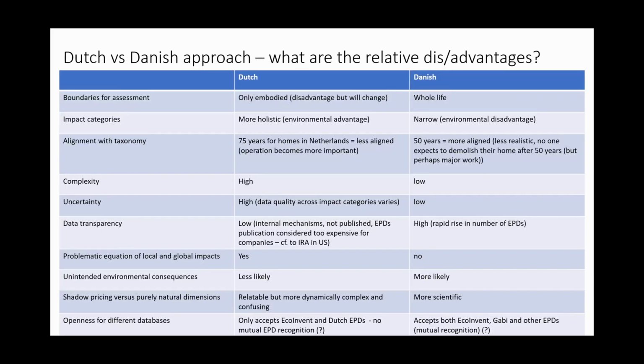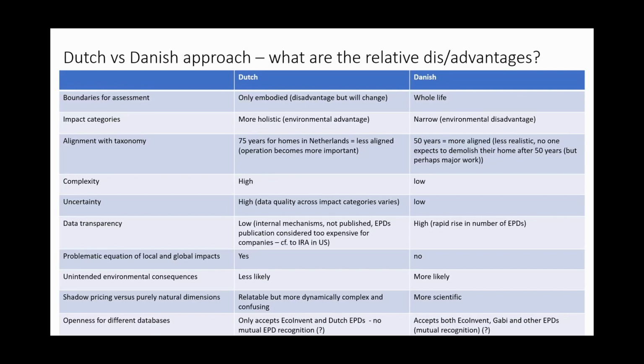So we were talking about different rubrics to compare the relative advantages or disadvantages between the Danish and Dutch approaches. One could think, when it comes to boundaries for assessment, that it is a disadvantage of the Dutch approach that it only looks at embodied emissions, but that's going to change anyway, as I understand, whereas the Danish approach looks at the whole life carbon emissions. But when we look at the impact categories, the Dutch approach obviously is more holistic, which from an environmental perspective is advantageous, and the Danish approach more narrow.